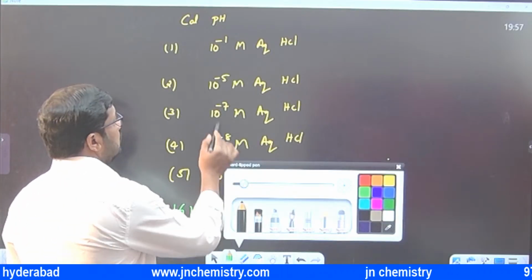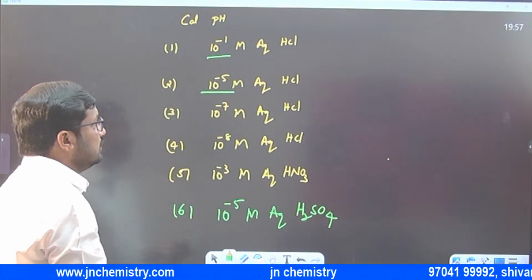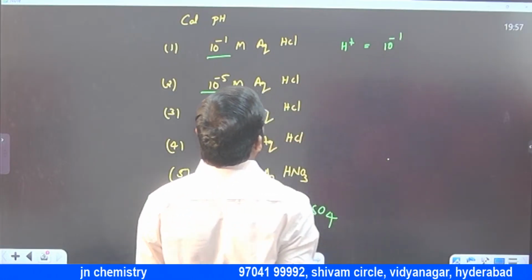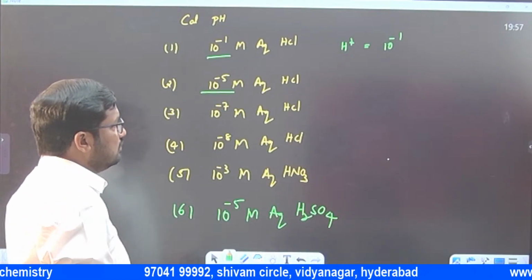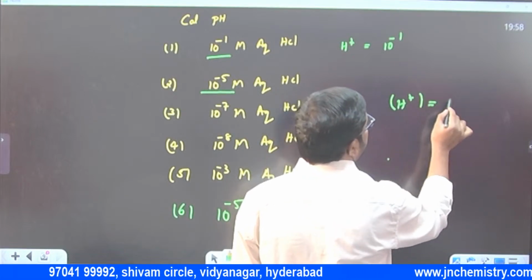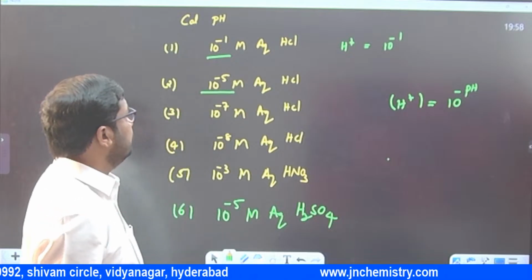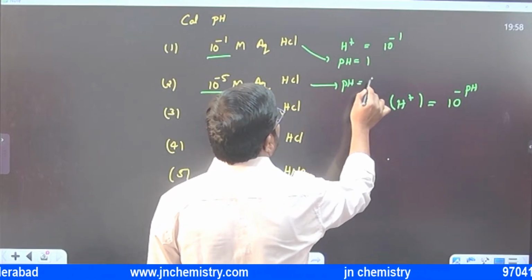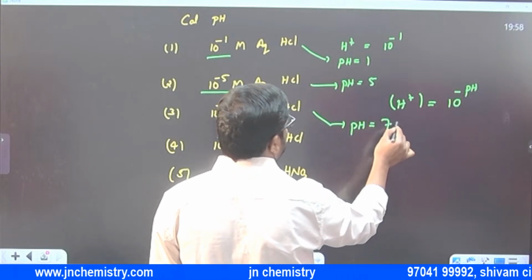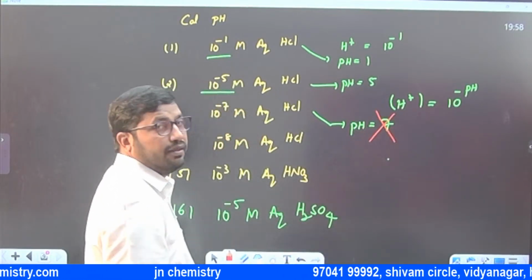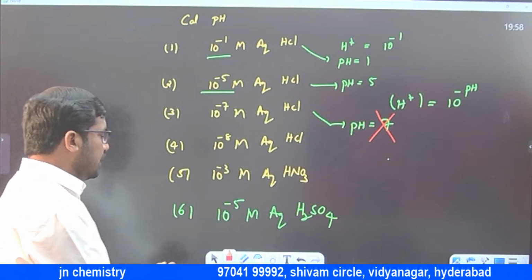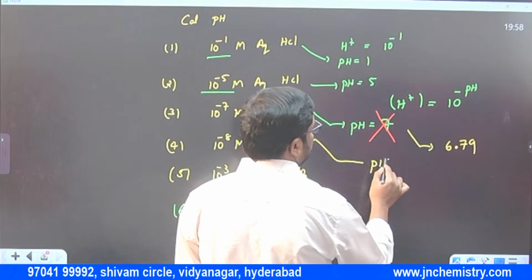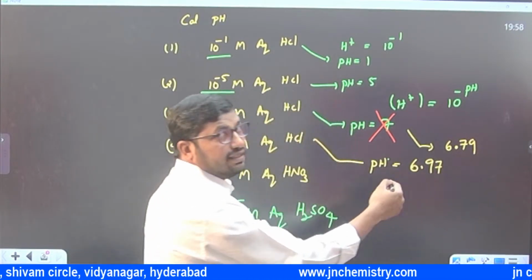We have to see the answers, up to 10 to the power of -1, 10 to the power of -5, as I told you before. Here the H plus ion concentration is 10 to the power of -1, nothing but 0.1. I already told you, simply, H plus ion concentration is equal to 10 to the power of minus pH. So directly we can write pH is equal to 1. In this case pH is equal to 5, here pH is equal to 7. Correct or wrong? pH is equal to 7 is wrong because I already told you 6.97. Only the difference is there.